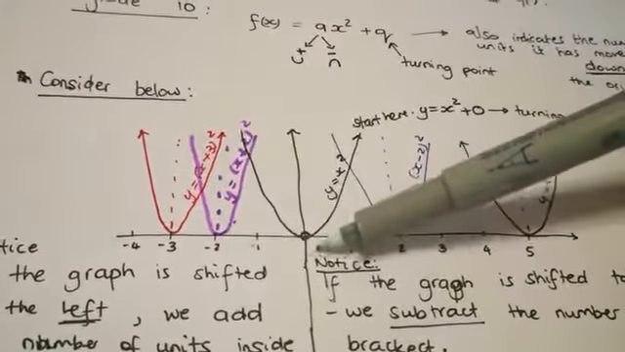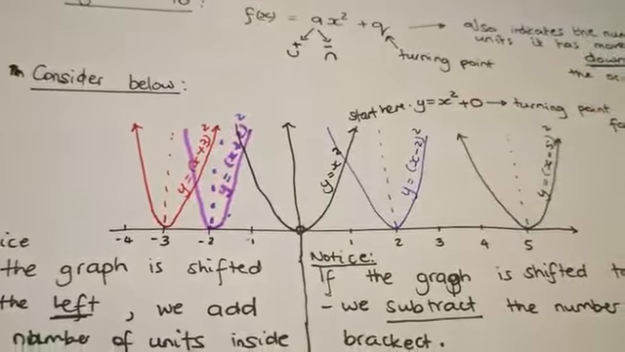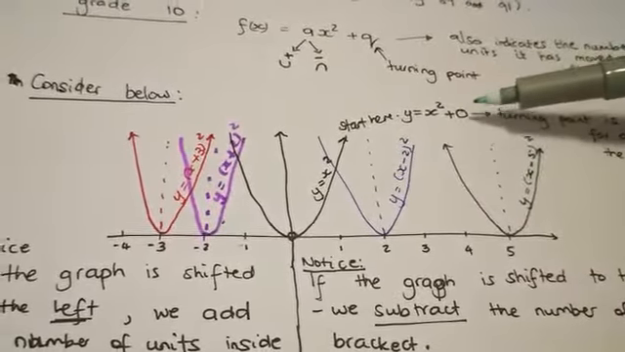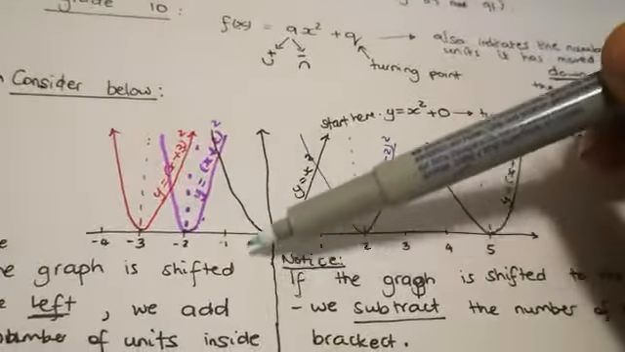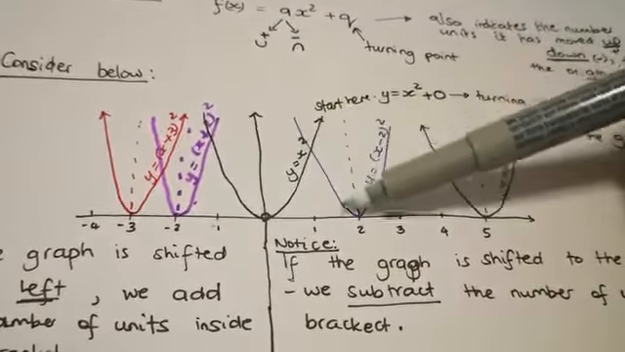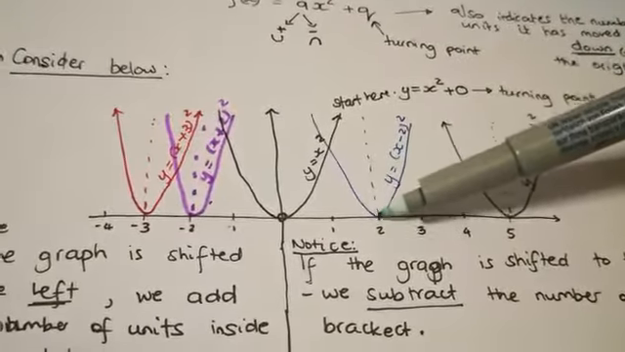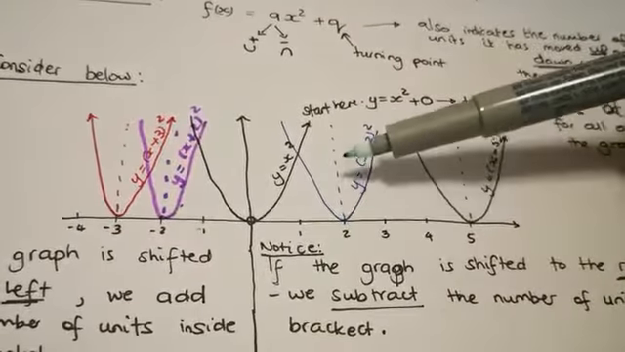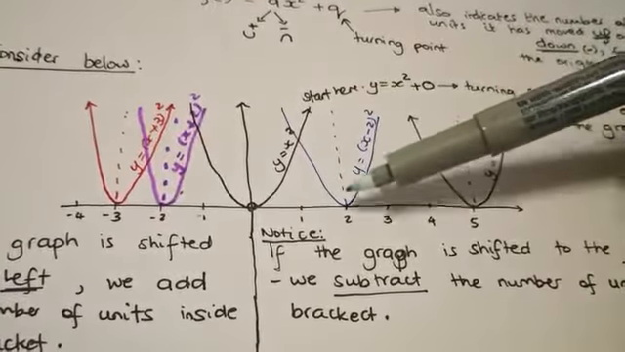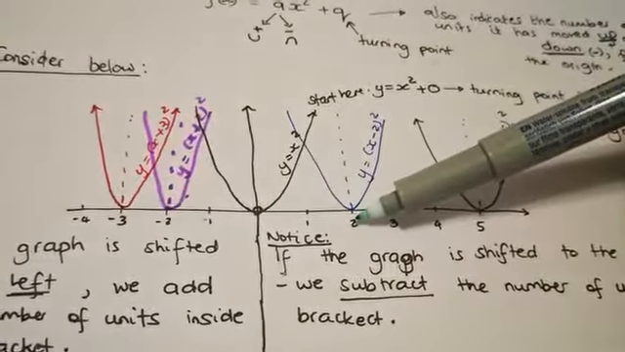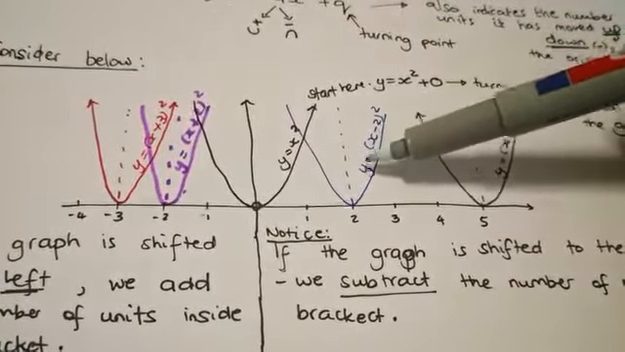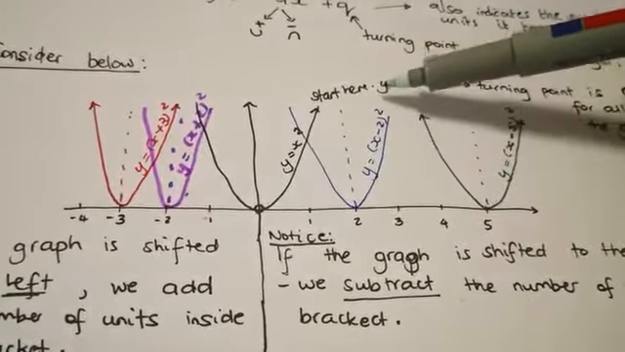If we start with this black graph here, which is y equals x squared, and x squared just means x squared plus 0, so the turning point is at 0. That is why I added that 0. Now this blue graph, if you look at it, it's still turning at y equals 0, and the graph is now 2 units away from the main one. The equation says y equals (x minus 2) all squared.